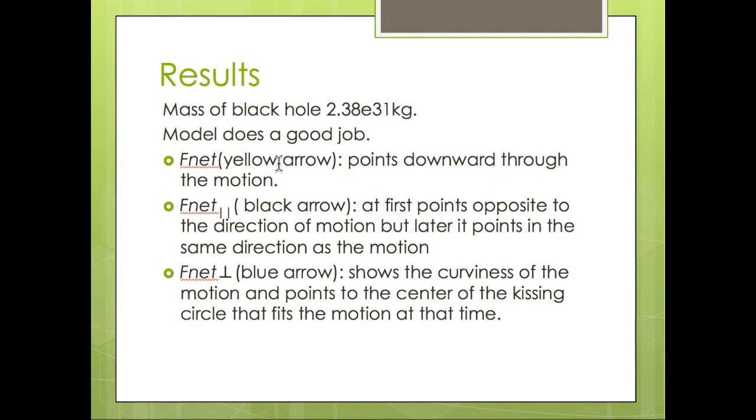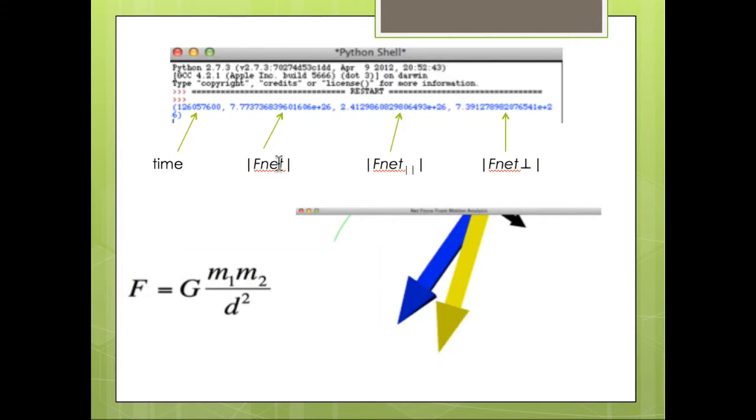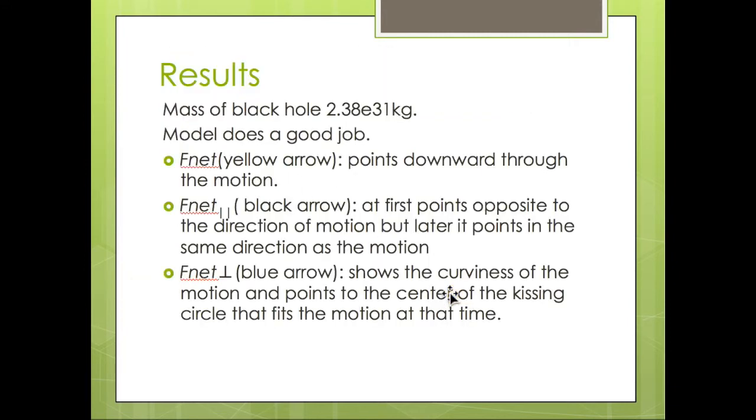Fnet, which is the yellow arrow that we got here, points downwards through the motion. Fnet parallel, which is the black arrow, at first points opposite to the direction of the motion, but later it points in the same direction as the motion. Fnet perpendicular, which is the blue arrow, shows the curviness of the motion and points to the center of the Kissing circle that fits the motion at that time.